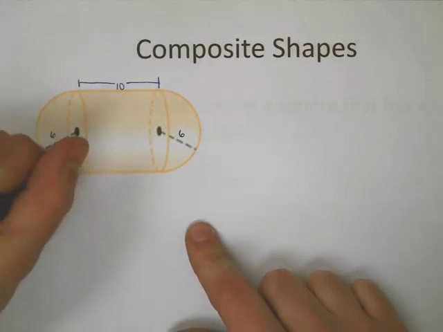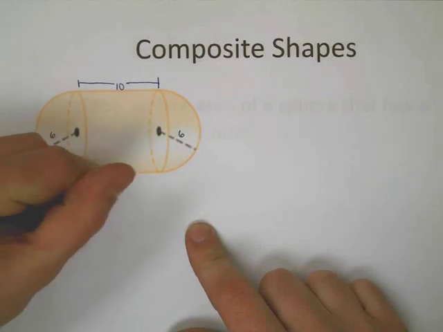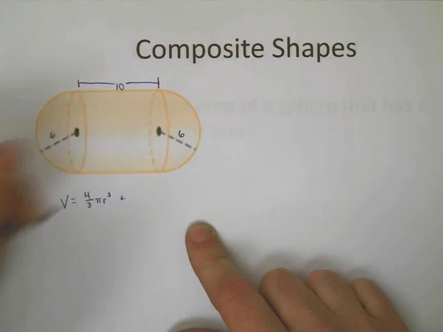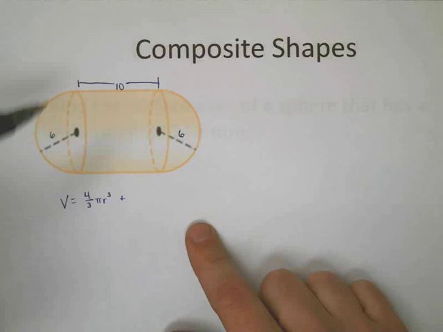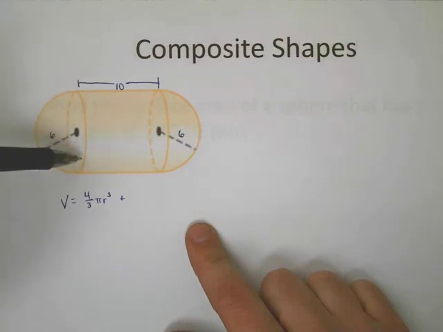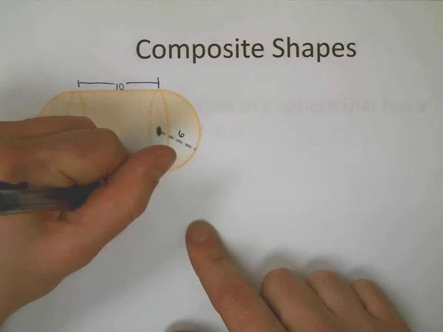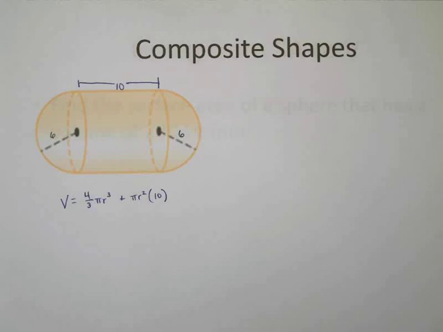So whenever I go to do the volume of this shape, I have a full 4/3 pi r cubed for the round parts. Then I have the cylindrical piece in the middle. And if you remember from our notes on cylinders, I have pi r squared for a circular base, times the thickness of that circle, which is 10 units. So I'm going to have pi r squared times 10 for the height of the cylinder.